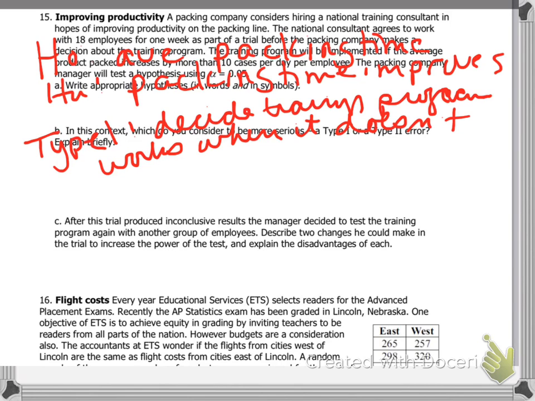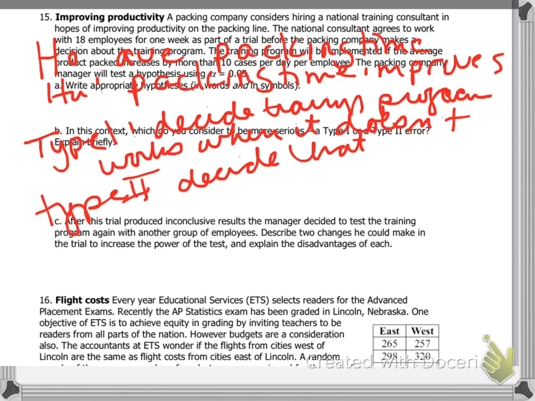Okay, and the consequence with that is that they're going to purchase a training program when in fact it doesn't work. And then a type 2 error would be that they decide not to go with the training program when the training program does work. So they decide, you always got to tell me what they decide. Decide that the training program doesn't work.